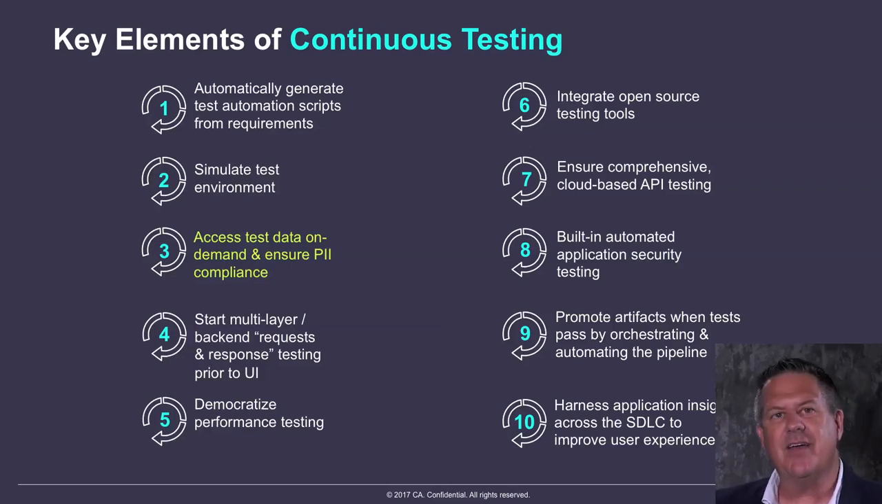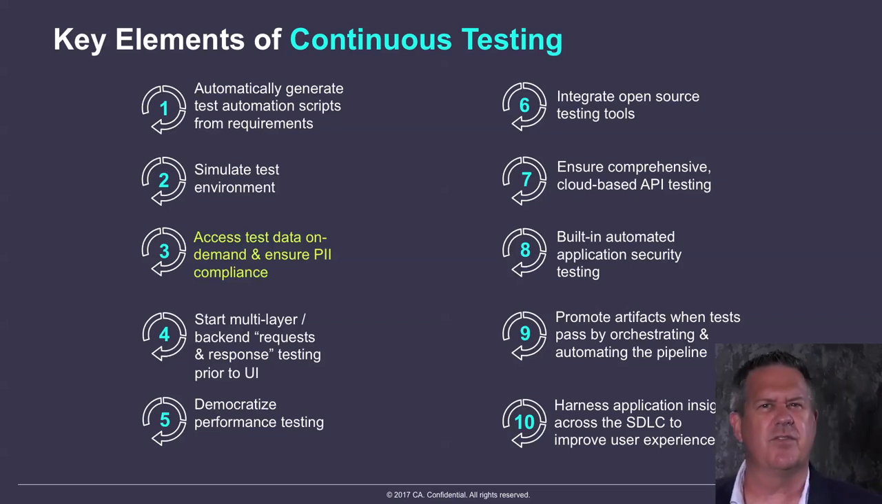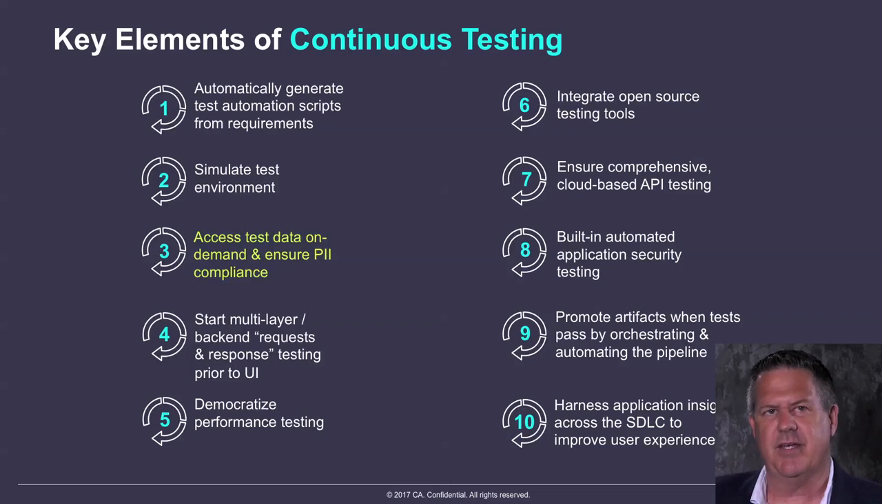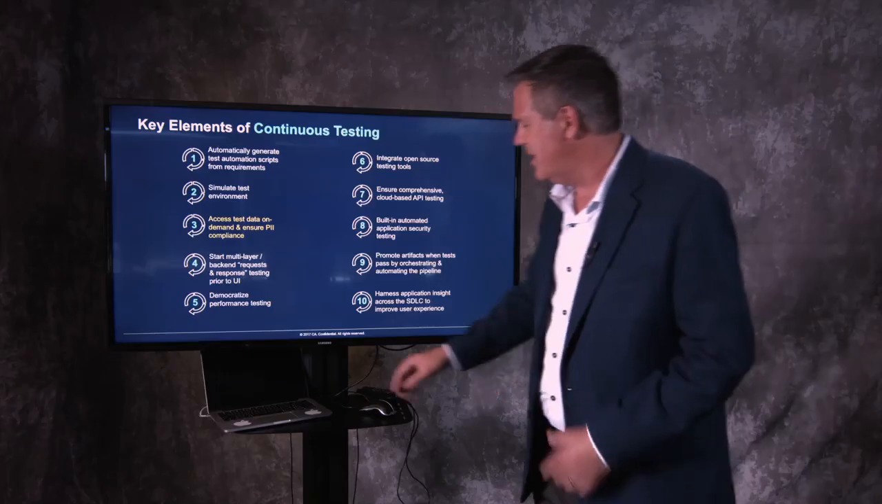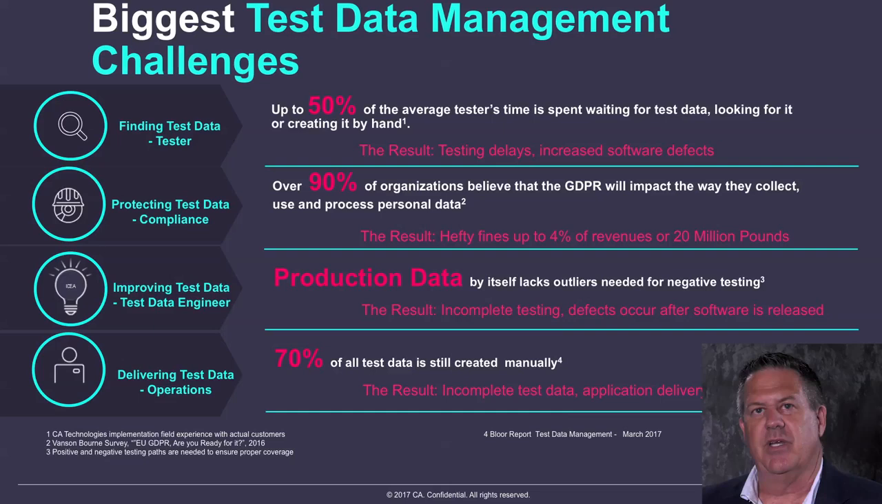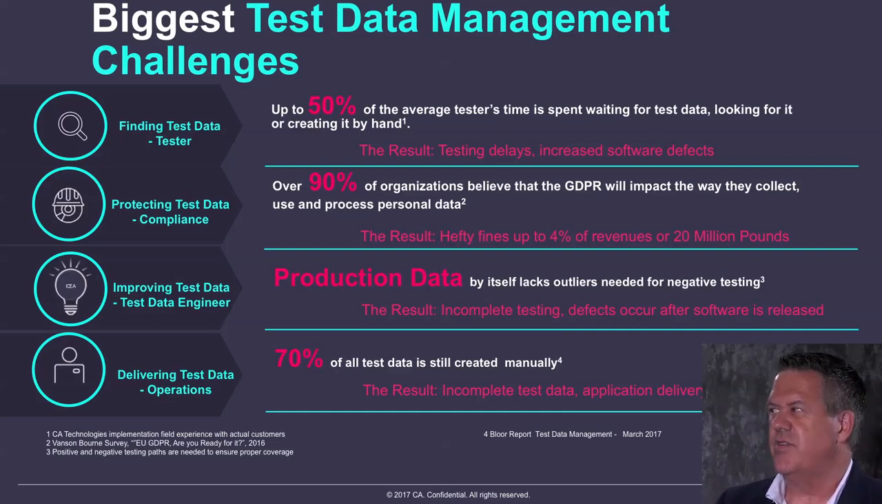So there are some elements if you want to improve continuous testing, and they're shown here in this diagram. You need to automatically generate test automation scripts from requirements. So you have to have tools that can do that. Simulate the test environments using service virtualization type of tools. And number 3 here is access test data on demand and PII data, or personally identifiable information, for compliance. This is really where we want to focus our discussion today, is talking about number 3. How do you get your hands on the right test data? And so we introduced this concept of test data management. There are some challenges within test data management, and this is where we want to focus our conversation today.